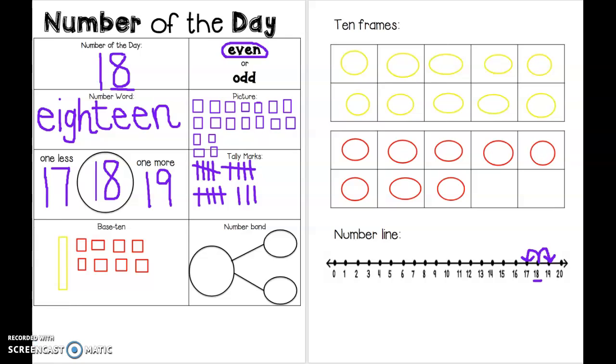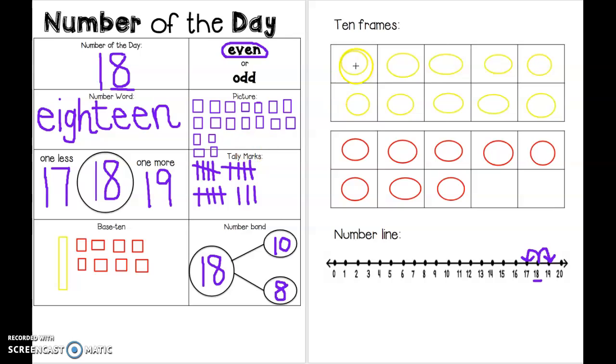All right, so now let's look at our number bonds, our whole and parts. Remember, we start with our whole, which is our number of the day, which is 18. And then what are our parts? 1 whole 10 frame. If I started with 18 and I were to move 10 of them to this circle, how many would I have left? 10, and how many more? I would have 8 more.